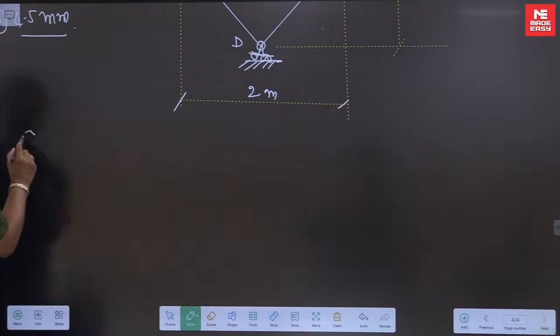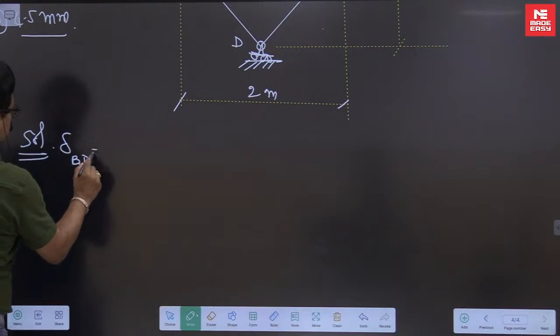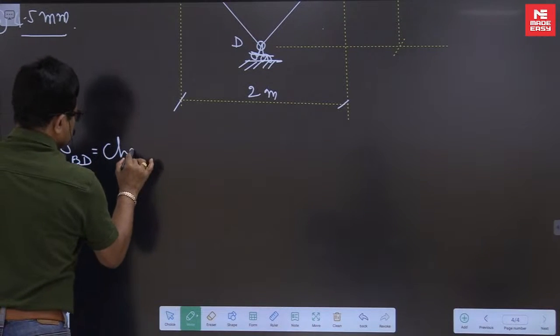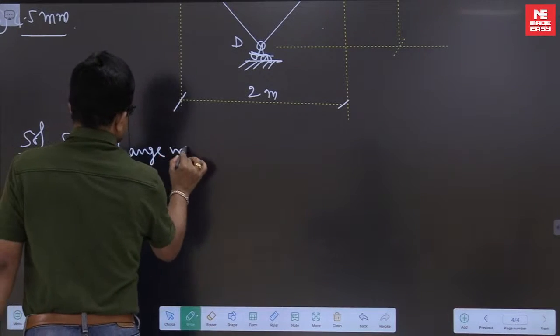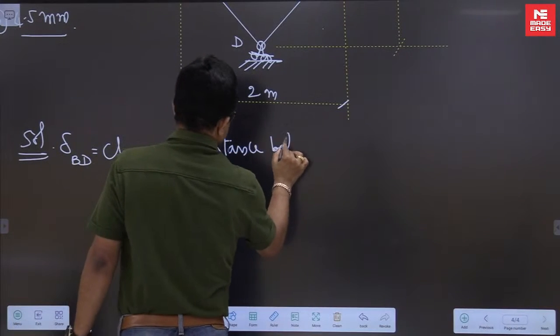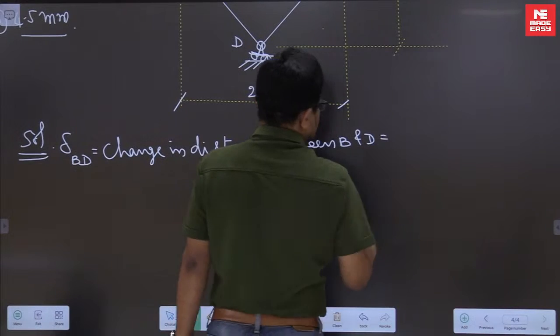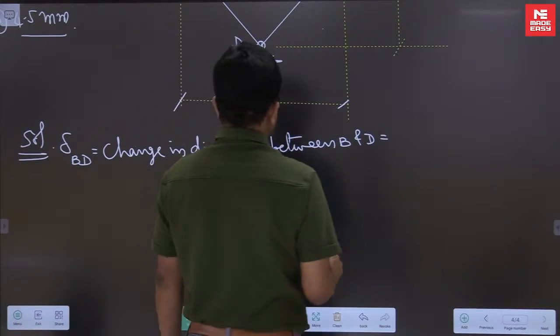This is our solution. Delta BD, change in distance between B and D. That means what? Relative displacement of joints B and D.